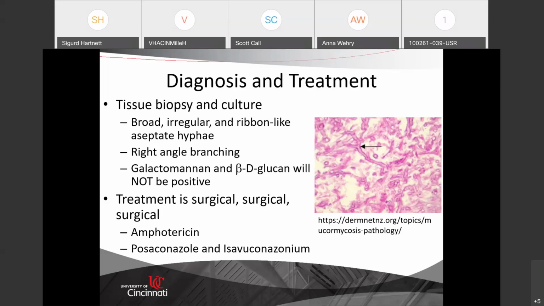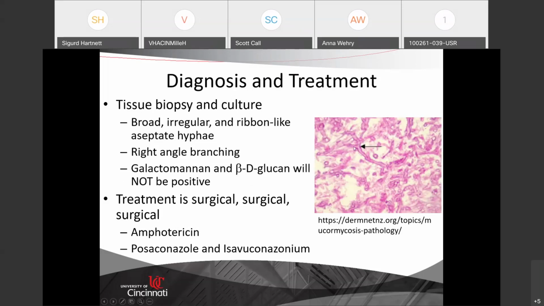It's non-septate, so you see it here on your right. It's a broad, irregular, ribbon-like aseptate hyphae, and it's supposed to have these 90-degree right-angle... or I'm sorry, not septae, right-angle hyphae. They're aseptate, right-angle hyphae.